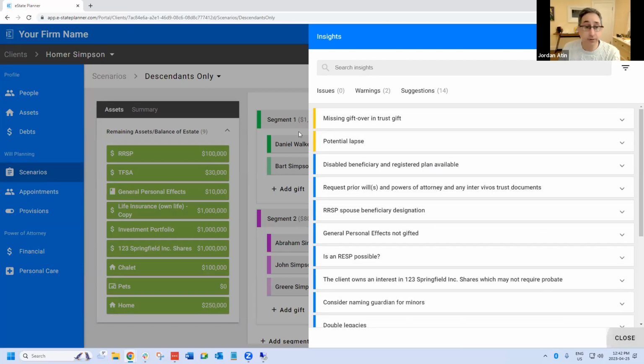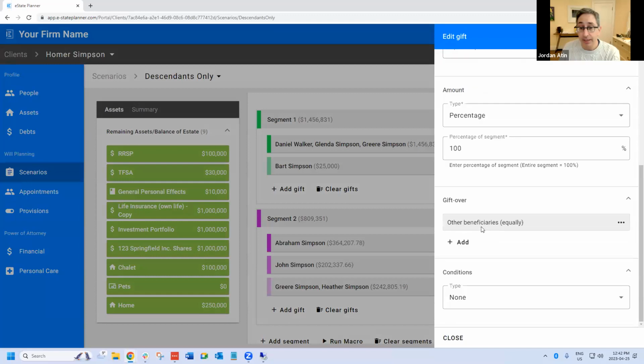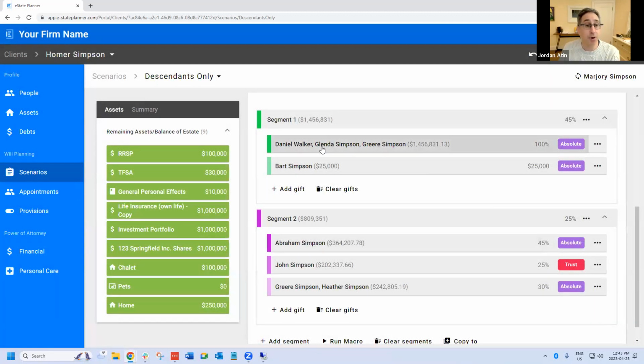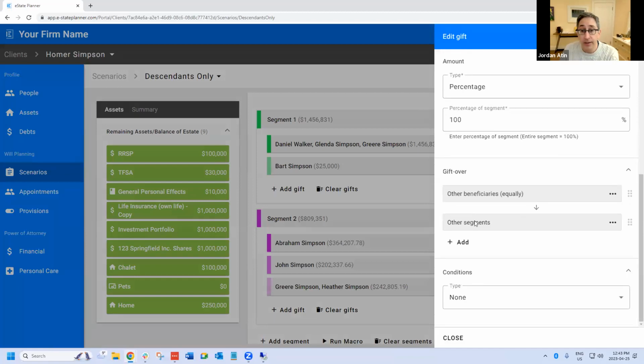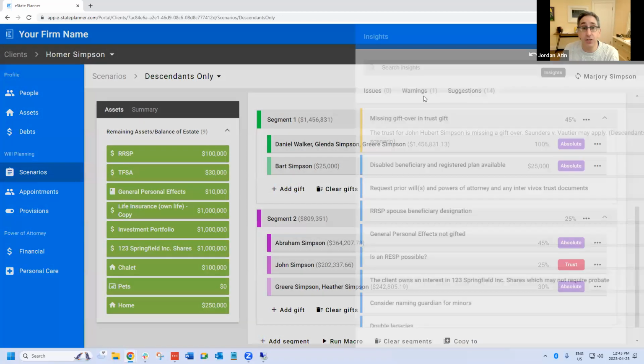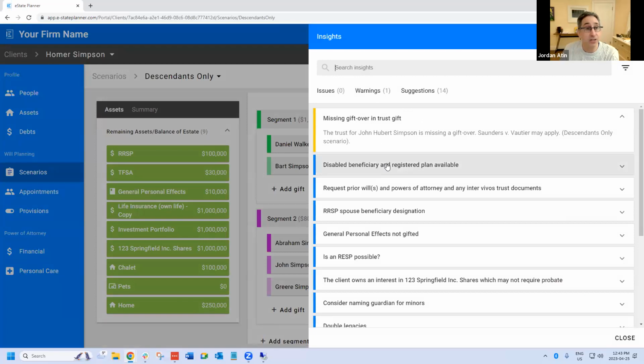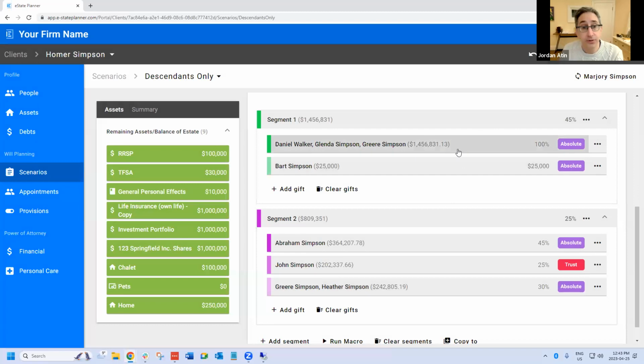And so what you would do is you would go in here and you'd say, great, it goes to the other beneficiaries. But if there were no other beneficiaries, it goes to the other segments. Now that's fixed that problem. So if none of these people were alive, so there were no other beneficiaries, it would go to the other segment, which is segment 2. And eState would draft that accordingly. And that will have fixed that issue. You see, it's now gone, that issue about potential lapse. So it's going to catch you if you do something that's going to cause a potential lapse.